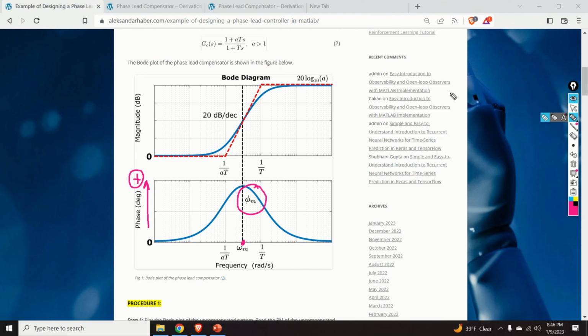Besides this, there are also other benefits of the phase lead compensators. You will see later on that we actually increase the value of the gain crossover frequency. This means that the bandwidth of the closed loop system is increased, and consequently we have a faster response.